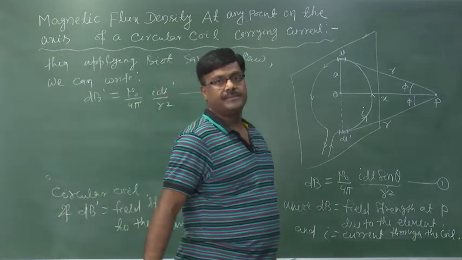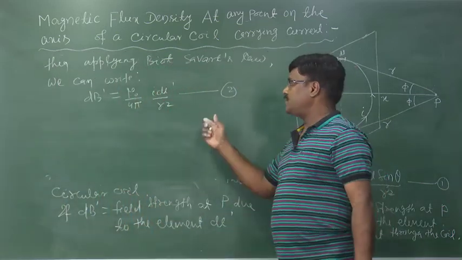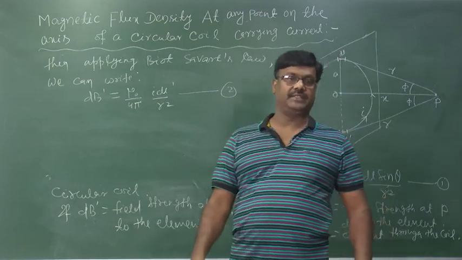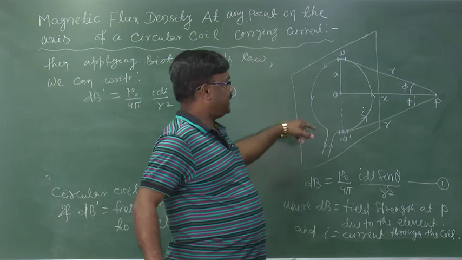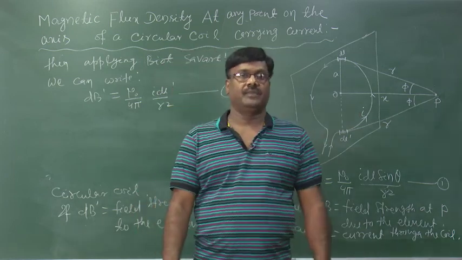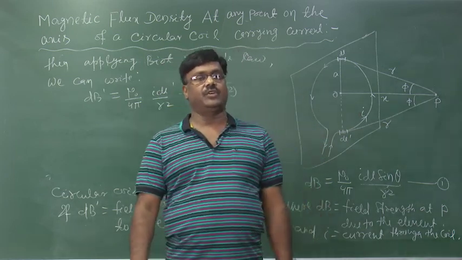Okay. Here we have derived the expressions for the magnetic field strength at two elements having lengths dl and dl dash at P on the axis of a circular coil.